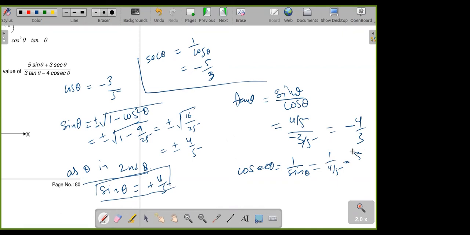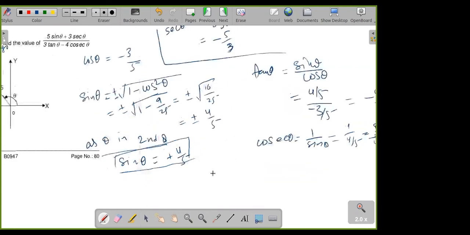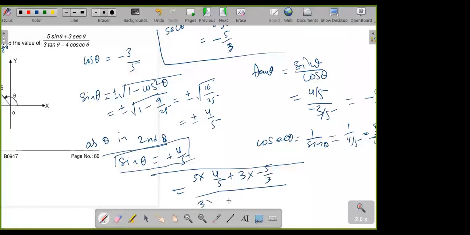Now it will be solved. So our main answer will be 5 into sine theta, means 5 into 4 by 5, plus 3 into sec theta. Sec theta is -5 by 3, and 3 into tan theta, and tan theta is -4 by 3, and plus 4 into cosec theta, and cosec theta is 5 by 4. Answer is 1 by 9.